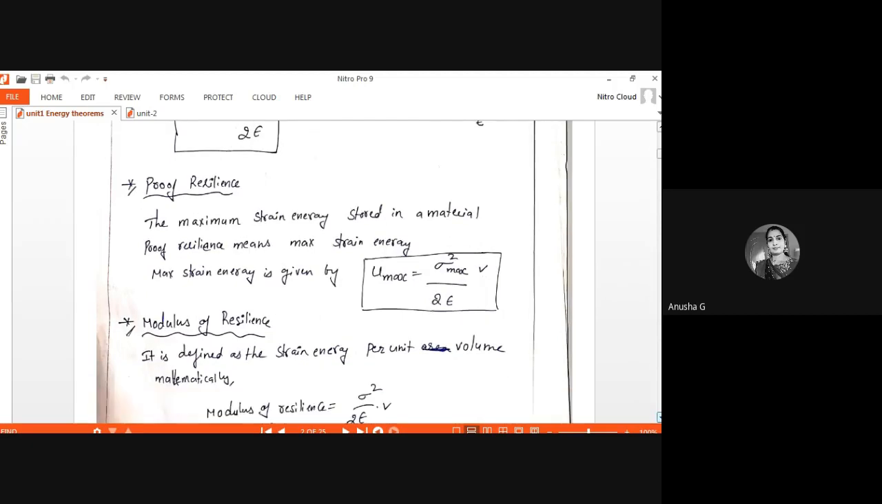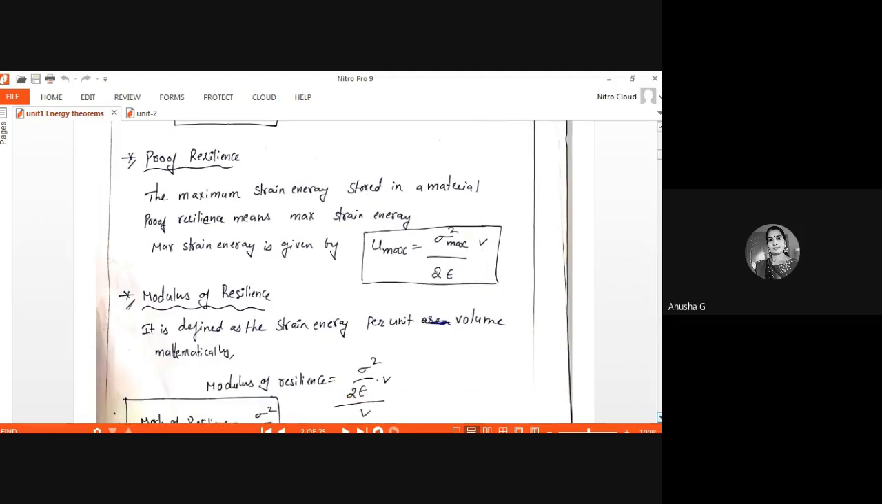Next we'll see some problems also. It is very easy, first unit. Next we will observe the modulus of resilience. What is meant by modulus of resilience? Modulus of resilience is nothing but the ratio of the strain energy per unit volume. Modulus of resilience is defined as the strain energy per unit volume.